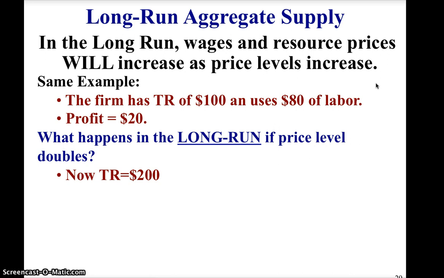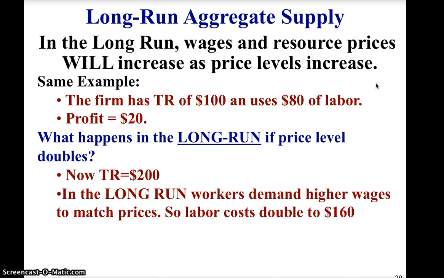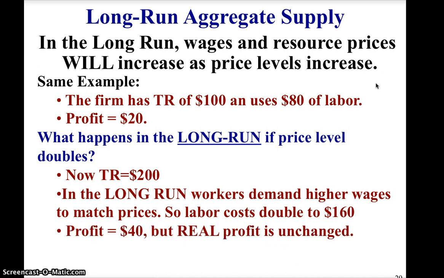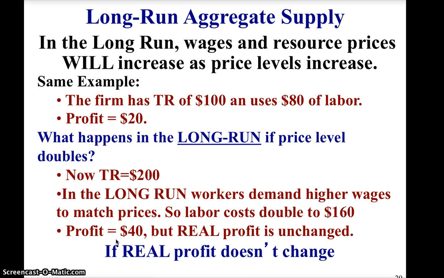Well, now the total revenue is $200, but in the long run the workers demand higher wages to match prices, and so labor costs double to $160, and the profit is now $40. But real profits are unchanged. So if you go back to your understanding of inflation, if inflation is 100%, then the profit would double from 20 up here to 40. So real profit is unchanged in the long run.